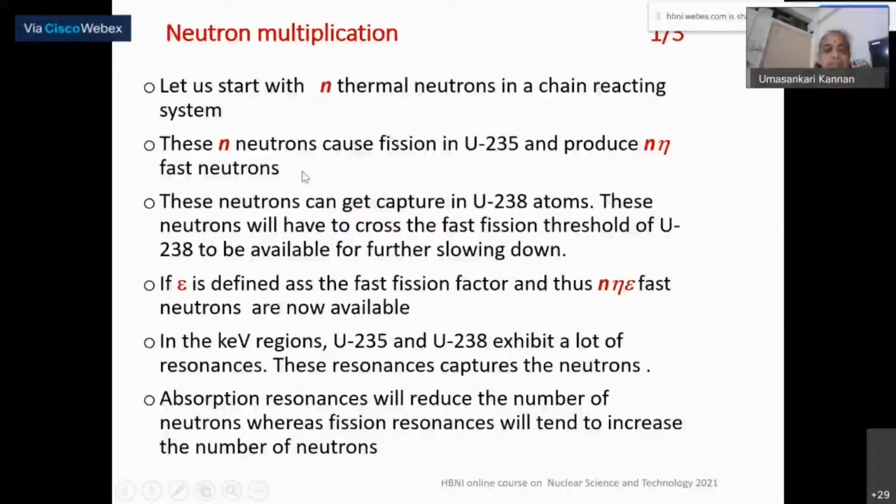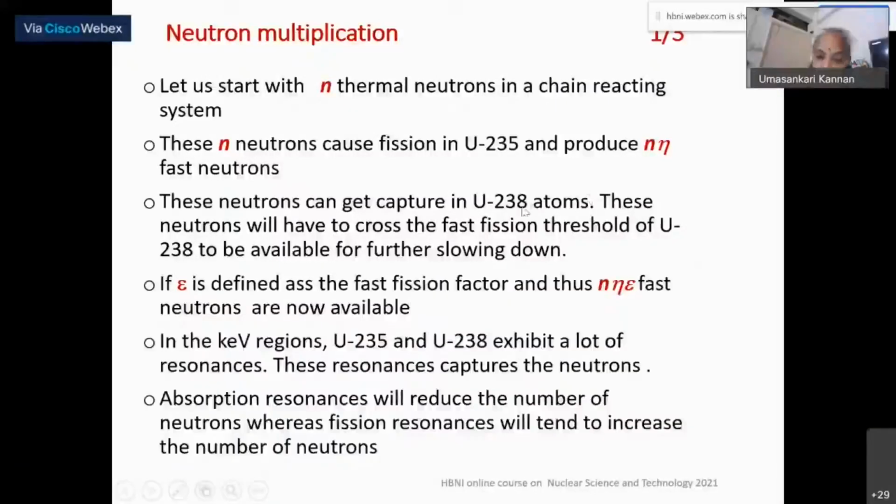Now, these neutrons are of the energy range MeV, which I had already explained in the first lecture: fission neutrons have a peak at 2 MeV, ranging from about 0 to 10 MeV. So these neutrons can get captured in uranium-238 atoms. We already saw that uranium-238 has a good threshold for fast fission, for neutrons of fast energy.